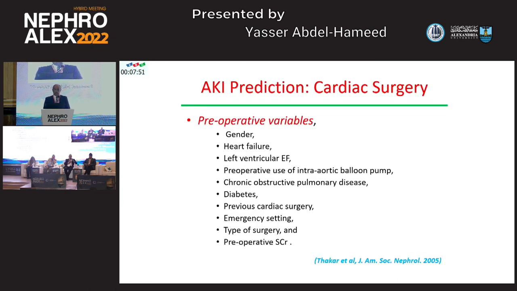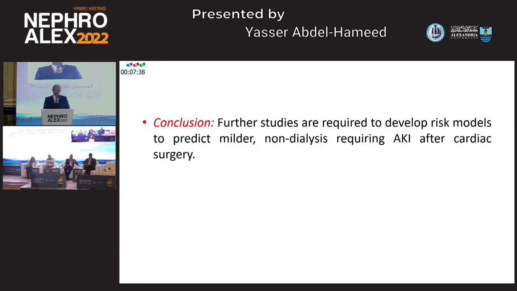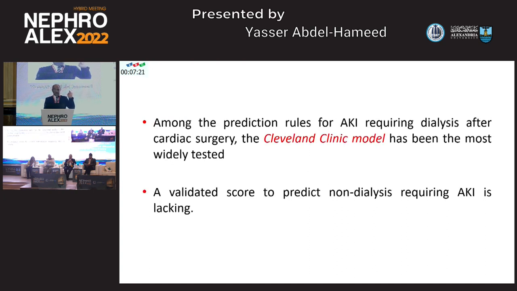Cardiac surgery is a rich area of innovation in this field, including many perioperative variables. A systematic review of risk scores for cardiac surgery concluded that further studies are required to develop risk models for milder, non-dialysis-requiring AKI. All of these scores were for dialysis-dependent acute kidney injury. Surgeons think of AKI as dialysis usually. So the problem is in non-dialysis kidney injury. The most famous is the Cleveland Clinic model, and we need a model for non-dialysis-requiring AKI.